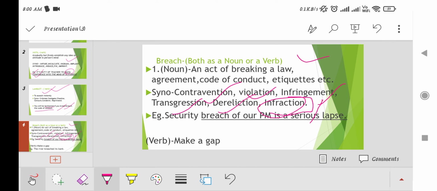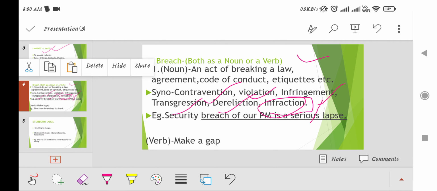Now the main thing is how we can use this word as a verb. It means to make a gap. Suppose there is a river, and the current of the water made a gap. So we can use it: the river breached its bank.